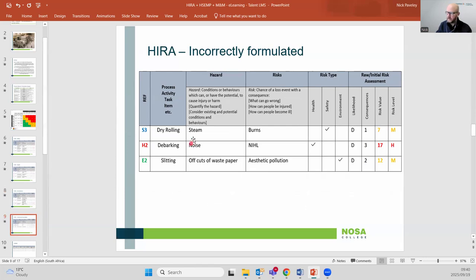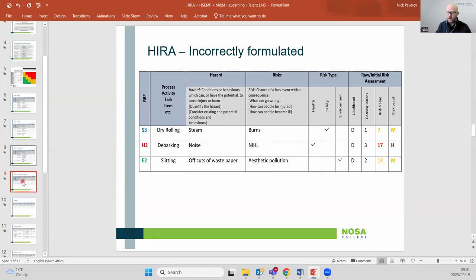Also, just to remind ourselves, when we are formulating a hazard, you do not want to include the risk in your hazard formulation. For example, for H2, if you formulated your hazard by saying employees exposed to the noise from the debarking machine, that would be incorrect, because the moment you start mentioning words like exposure to the noise, that is actually defining the risk, which goes in this column here. All right, so go back to video 1, part 1, and go through that video to remind ourselves how to formulate hazards and risks.